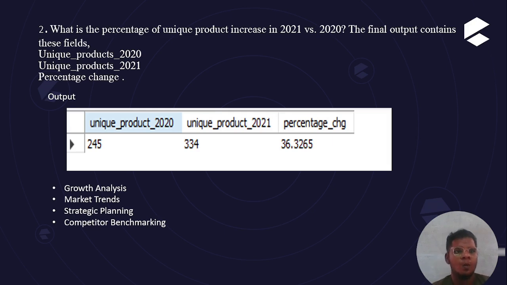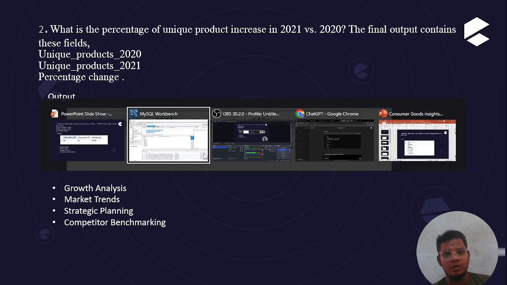The second request: what is the percentage of unique product increase in 2021 versus 2020? The final output needs these fields: unique products 2020, unique products 2021, and the percentage change. We see 245 in 2020 and 334 in 2021. It's increasing, right? 36.32 percent is increasing. It indicates some things, and it tells some insights to our analysts as well as the senior management.